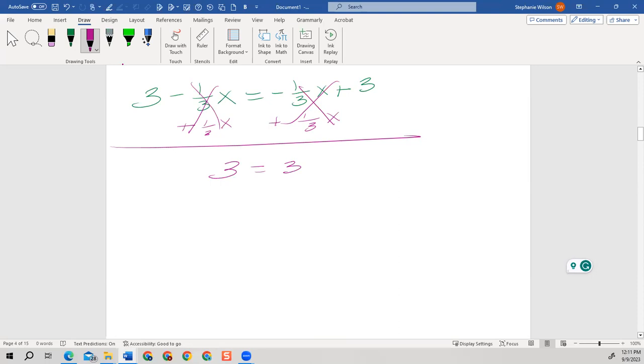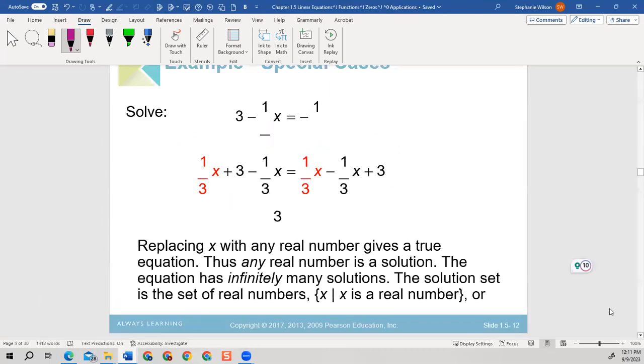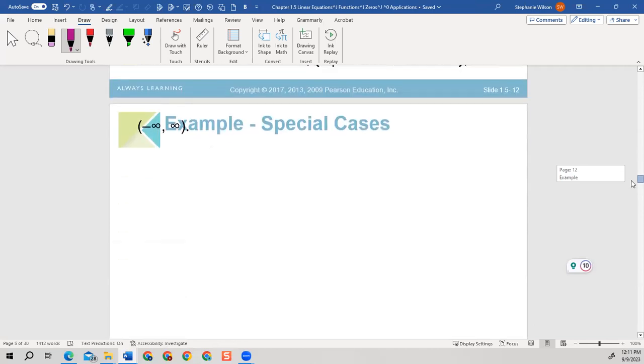You could have subtracted 3's from both sides. You could have stopped here, or you could have stopped at the beginning. So both sides are equal. However, there is no variable term showing. There are infinitely many solutions here. No matter what I plug in, I'm going to yield both sides equal to each other. So it's infinitely many solutions. Okay, so it's all real numbers.